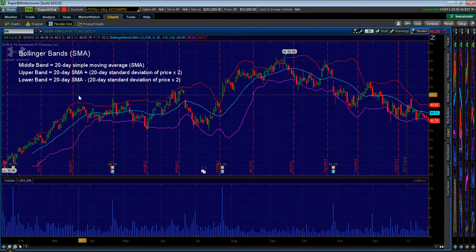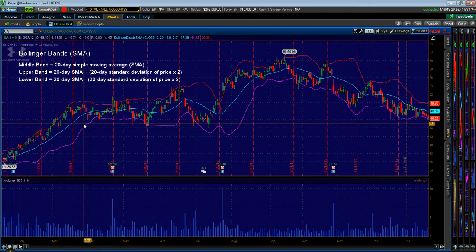Okay, so basically there's a middle band, an upper band, and a lower band. And the middle band is just a simple 20-day moving average. And the upper band is the 20-day simple moving average plus the standard deviation of price times 2. So it uses this middle band to calculate the standard deviation in price over the past 20 days. That's where that upper band will be. The same goes for the lower band, but of course it's the lesser side, 2 standard deviations away from the 20-day SMA.